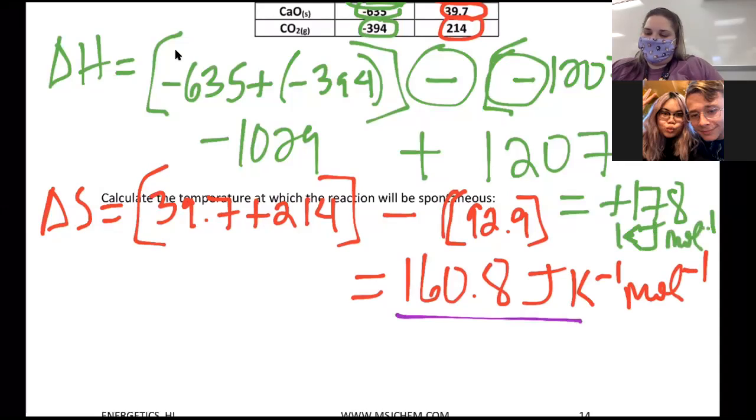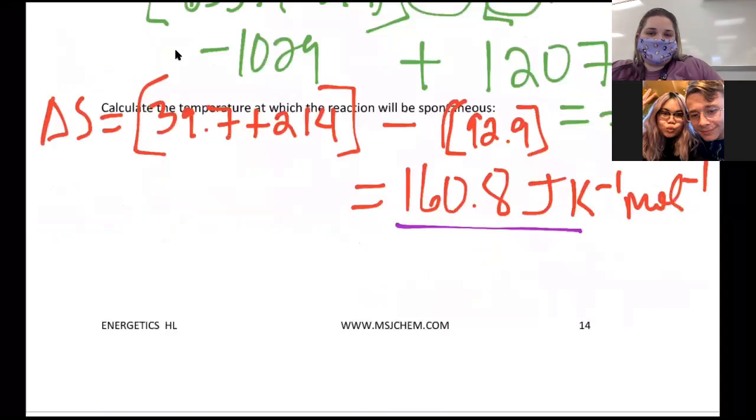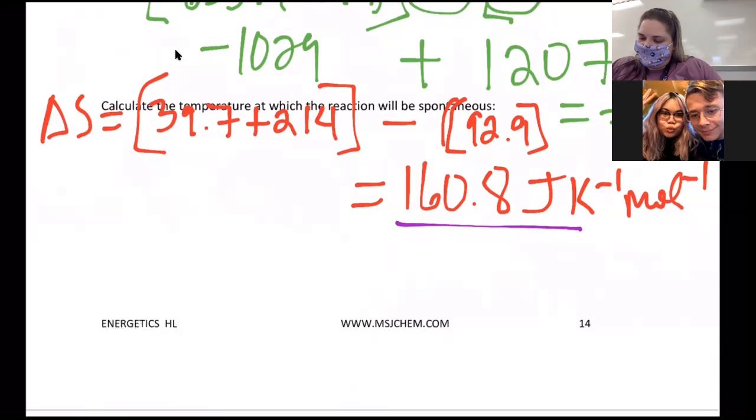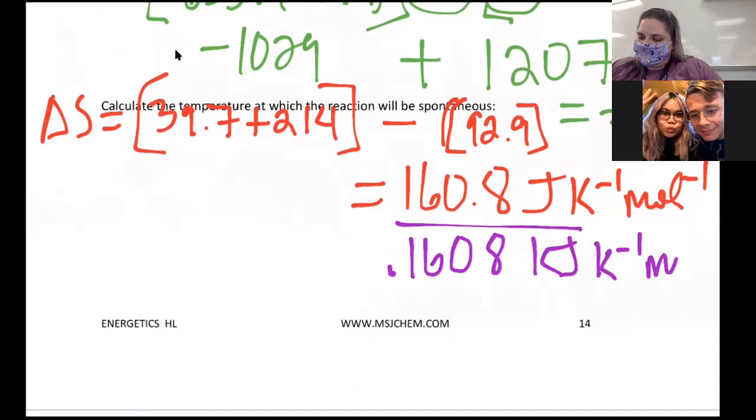So anytime you do this equation, when you get the answer for delta S, automatically move the decimal 3 places to the left, because that's how you divide by 1,000. Anytime I divide by 1,000, that's what I do. So since I'm dividing by 1,000, this becomes 0.1608. And now it's kilojoules per Kelvin mole. So now they both have kilojoules. So now I can use them in the equation.